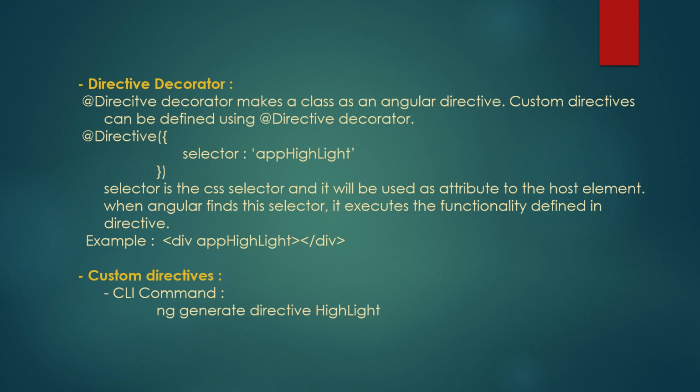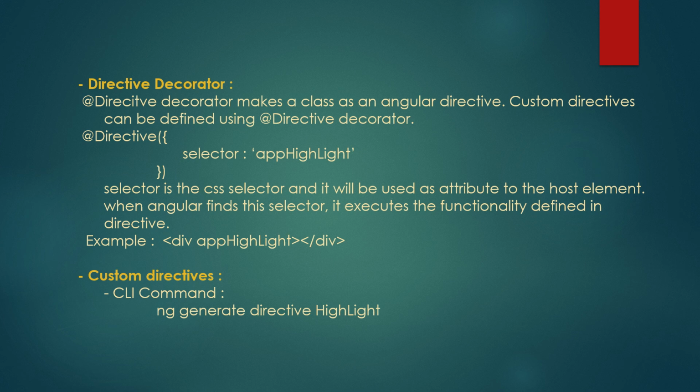The Directive decorator is used to create custom directives in Angular. This makes a TypeScript class a directive, and it adds some metadata to the directive so that the metadata can be used by Angular. One of the important properties of this decorator is the selector. We need to give a name to that selector. This selector is a CSS selector, and it will be used as an attribute on the host element. When Angular finds this selector, it executes the functionality defined in the directive.